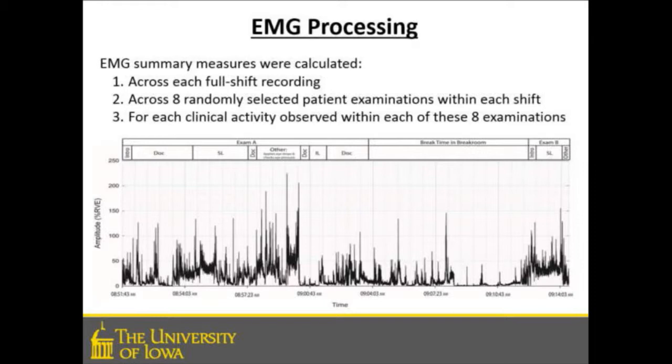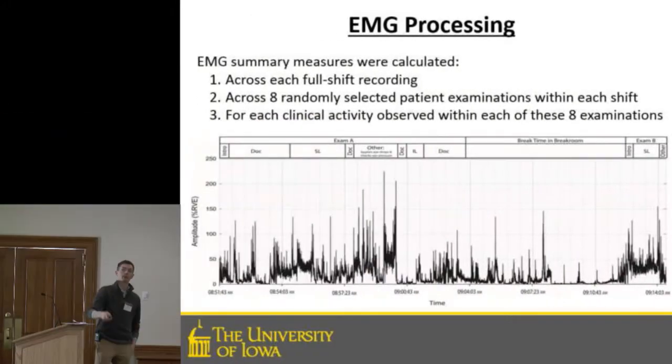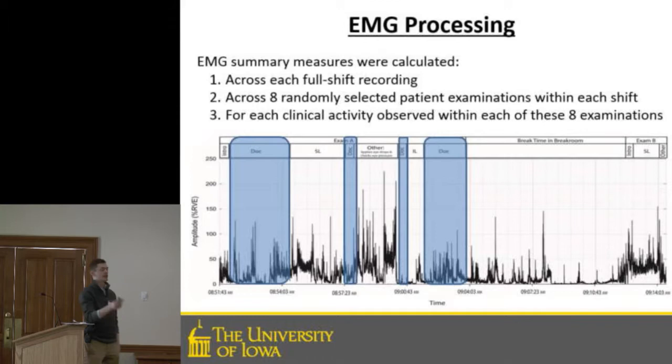So here you can see on this plot, this is for one muscle. On the x-axis we have time, and on the y-axis we have amplitude as a percentage of the reference voluntary exertion. And on the left side we have exam A, on the right exam B. So what we would do is within each exam, say they're doing documentation, we would take each part of the documentation, put that together, and calculate a mean, 90th percentile and a 10th percentile across that clinical activity.